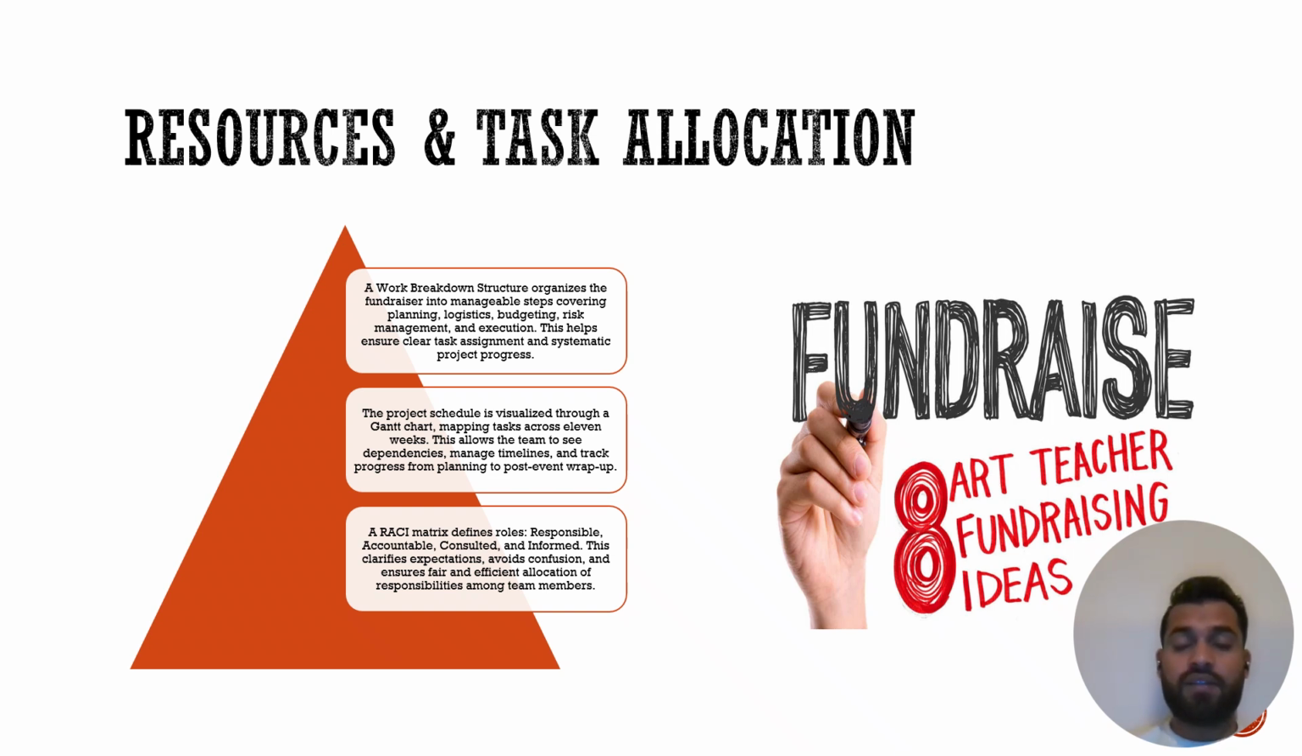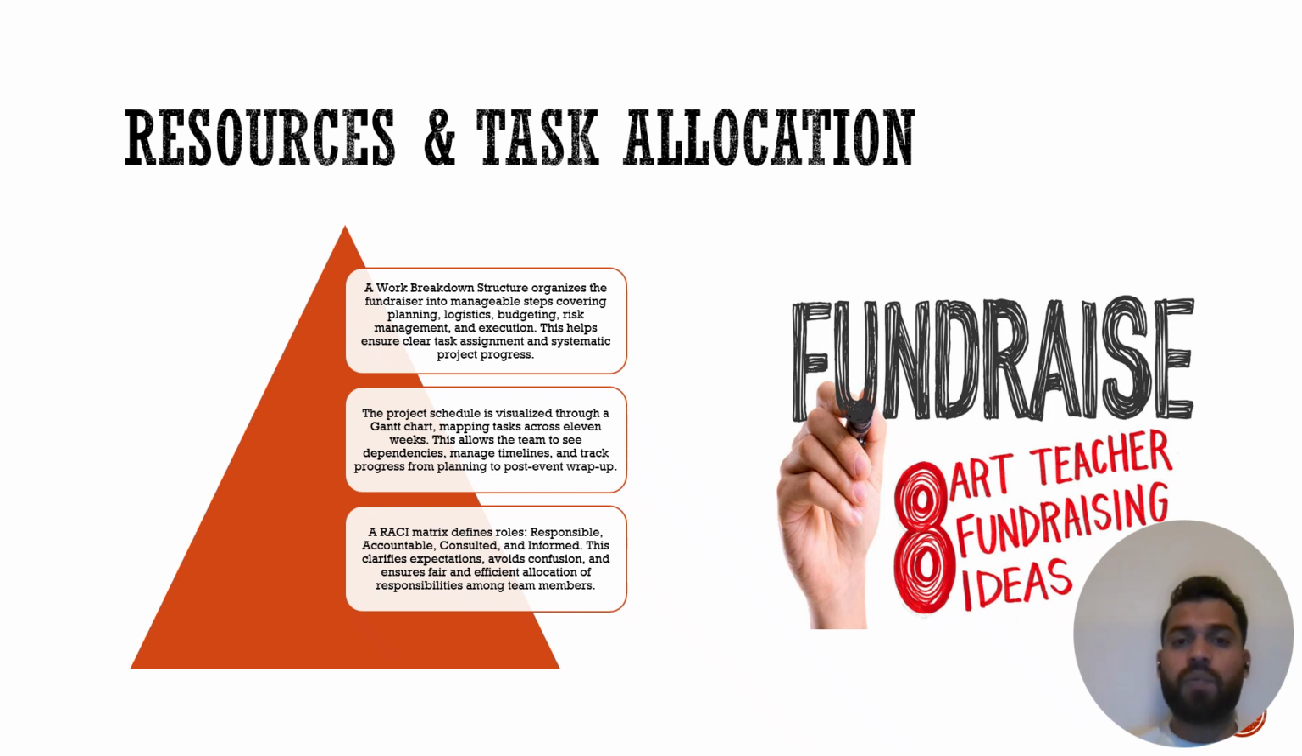In this section, I broke down the entire art fundraiser project into clear steps using a work breakdown structure. This helps organize everything from planning and budgeting to risk management and scheduling. I explained each phase in detail so the team knows what needs to happen and when. Then I created a project schedule that spreads tasks over 11 weeks, starting with early planning and ending with post-event wrap-up like donation tracking. I also added a Gantt chart to show the timeline visually.